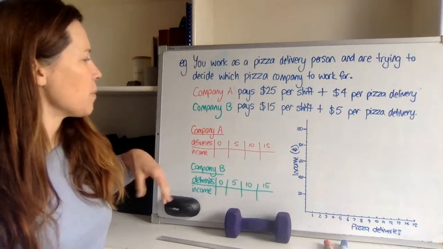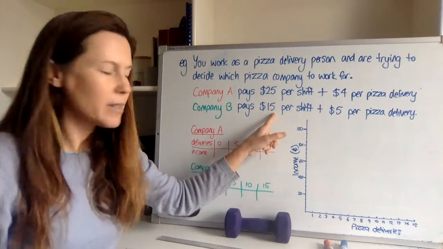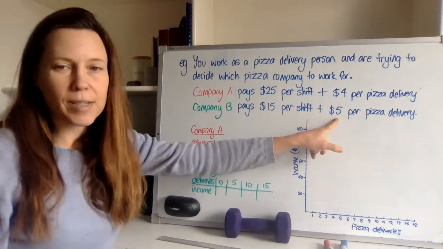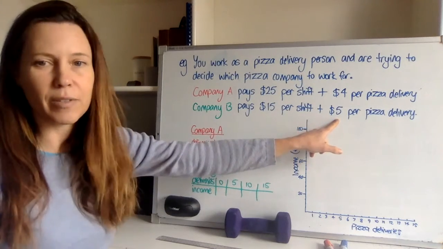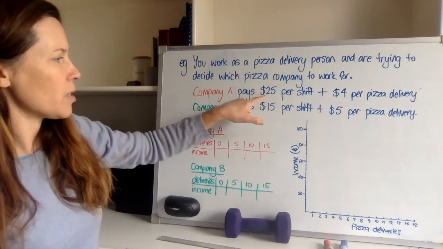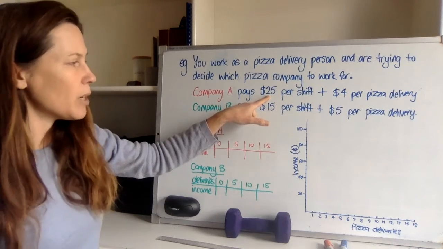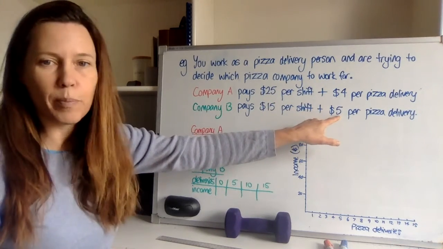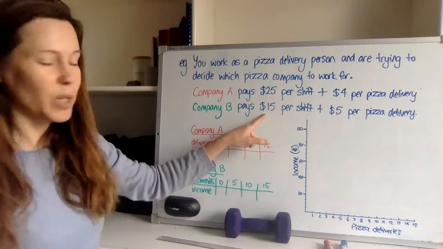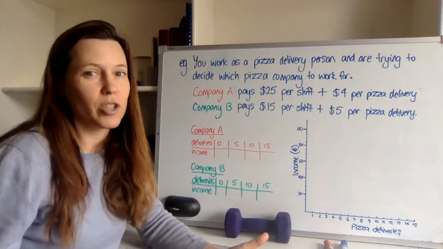The other company, Company B, pays you $15 per shift. So straight away you can see that that's less just for turning up. But then you get slightly more for each pizza delivery that you make, $5 instead of $4. So this one looks like it would be the company to work for if you're not going to make very many deliveries, but surely at some point getting paid more per delivery, this one might work out better if there's a lot of deliveries to make, or if you're on a really long shift.